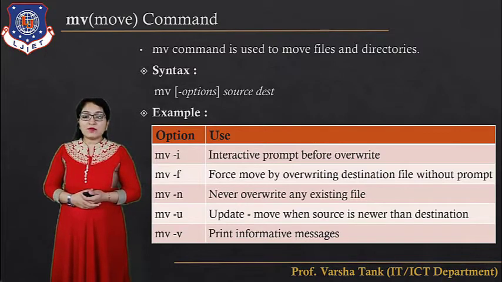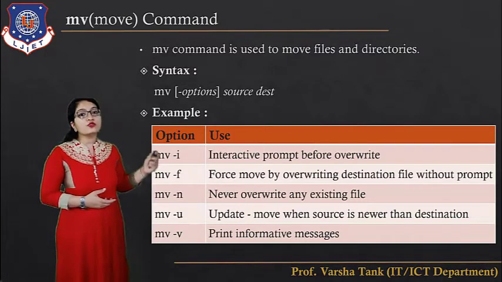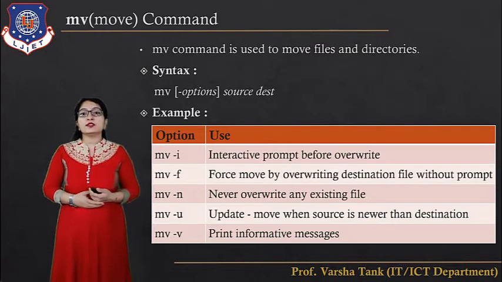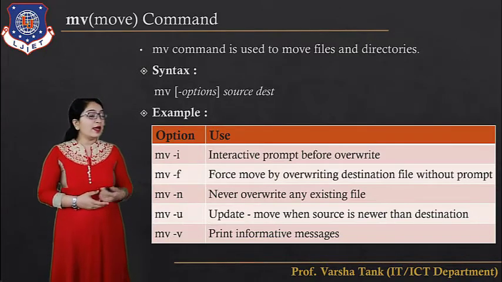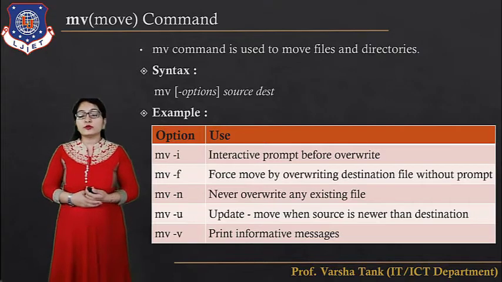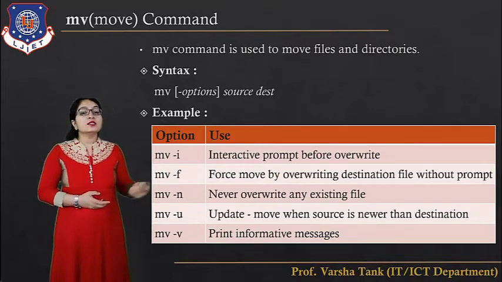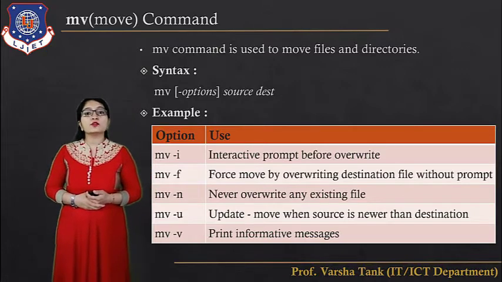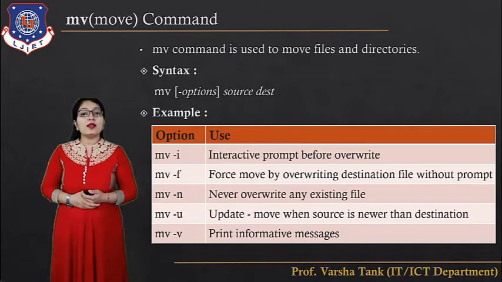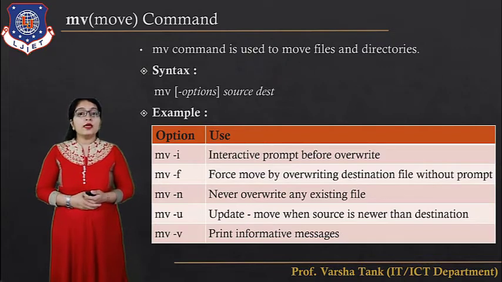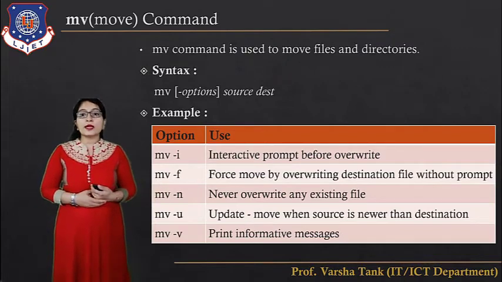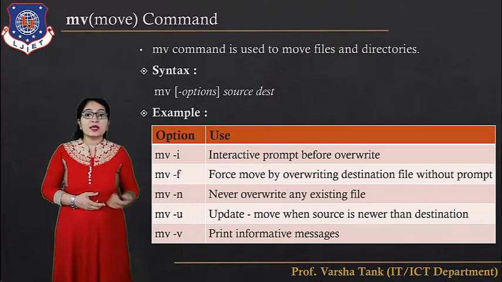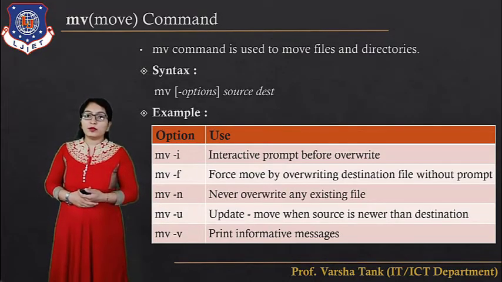Now next is the mv command. The mv command is used to move files and directories. So mv, options, source and destination that you can write, and here there are a number of options. mv -i, that is interactive prompt before overwrite. -f means force move by overwriting the destination file without prompt. -n means never overwrite. -u means update, move only if the source is newer than the destination, and -v means print an informative message.